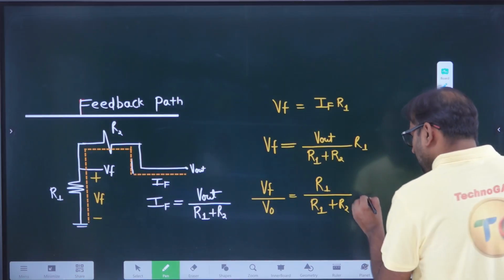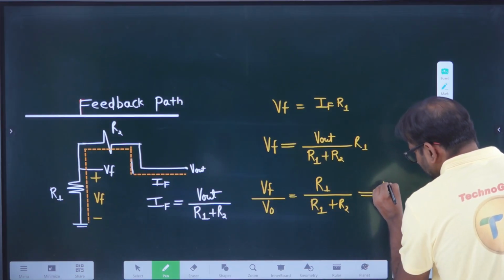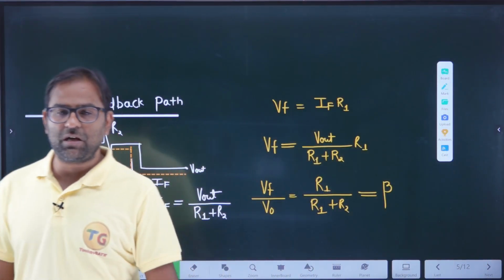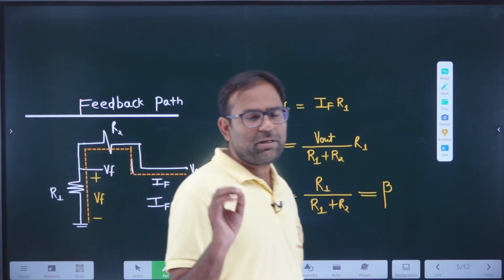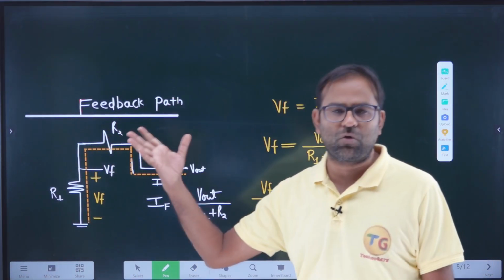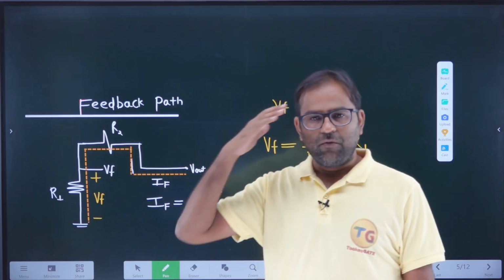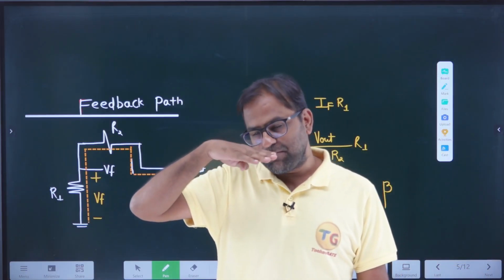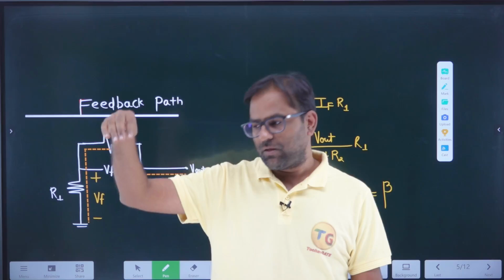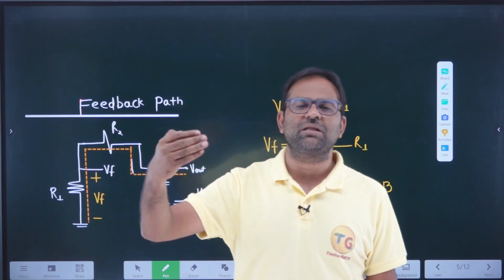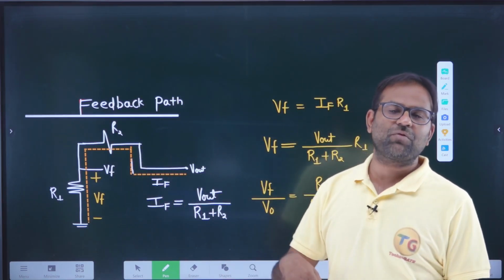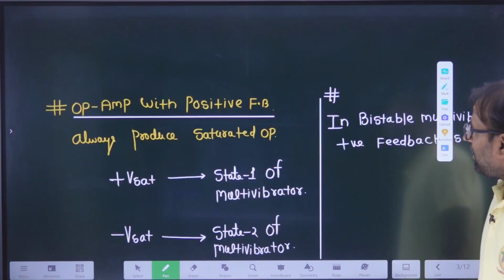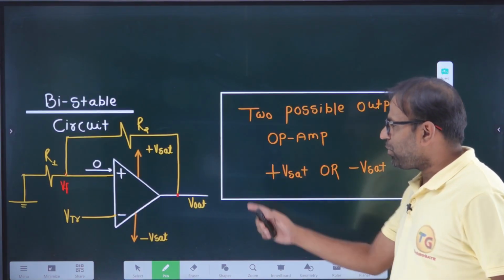So you can say R1 divided by R1 plus R2 is known as the feedback factor of the bistable multivibrator we are talking about. Any bistable multivibrator will produce the same output, meaning the ideal output is the same. For a time it will be in one state, and the moment you apply the trigger it will flip its position from one state to another state. This is the idea. Now we want to analyze the output of this.